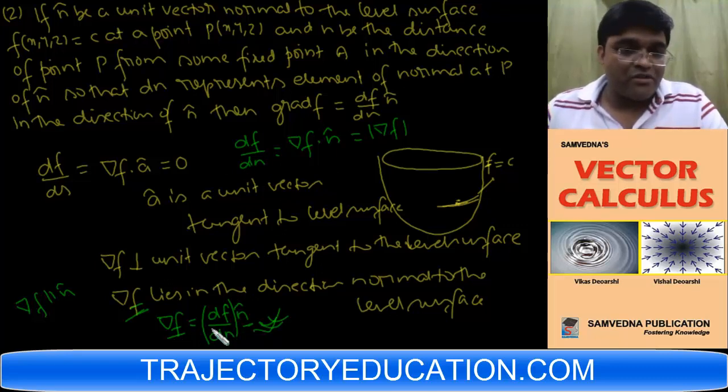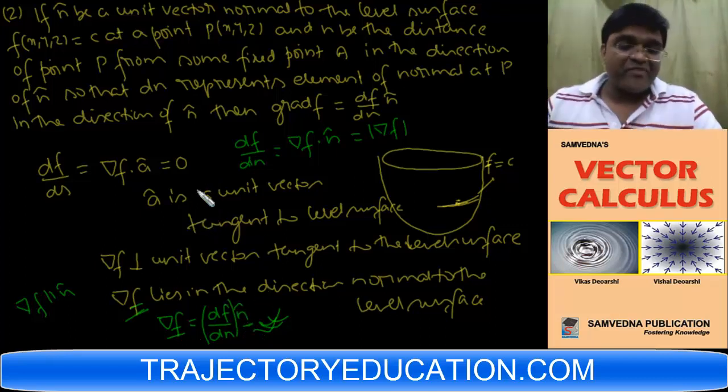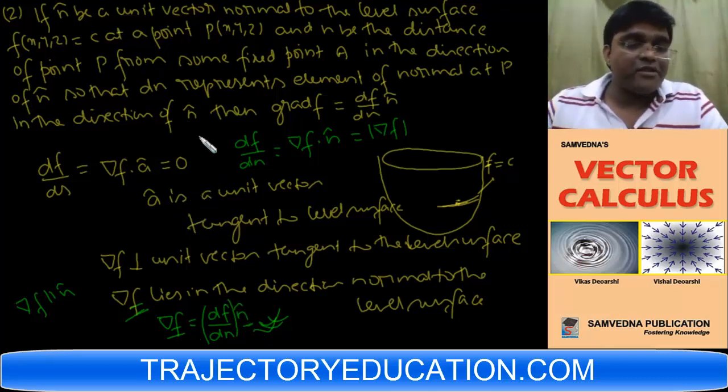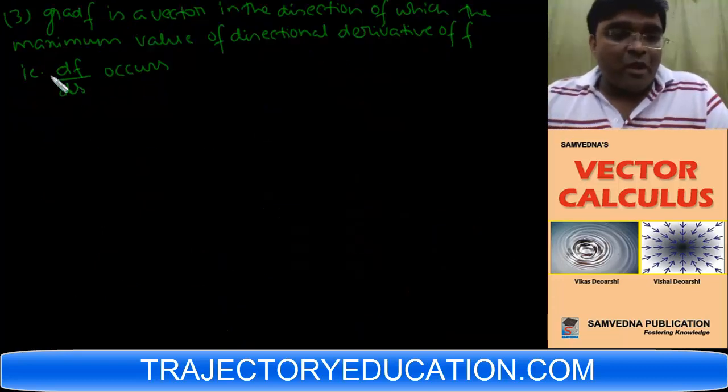So I can write del f equals df by dn. The magnitude of del f is the directional derivative in the direction normal to the level surface, and it lies in the direction of the normal to the level surface. So I can write this del f vector like this. This is the second property of your del f, the gradient of f, right? So I'll move on to the third property.